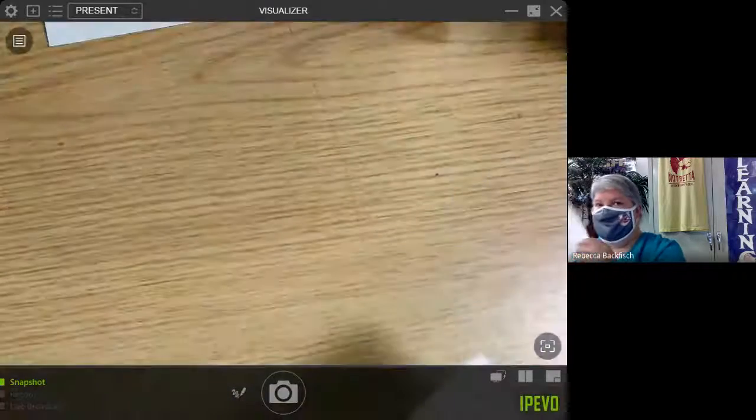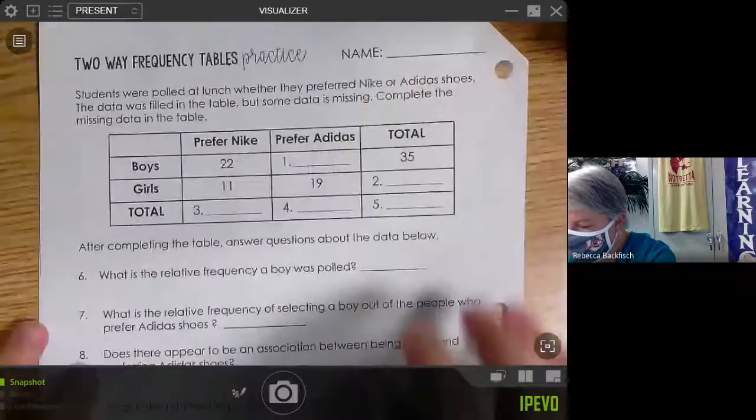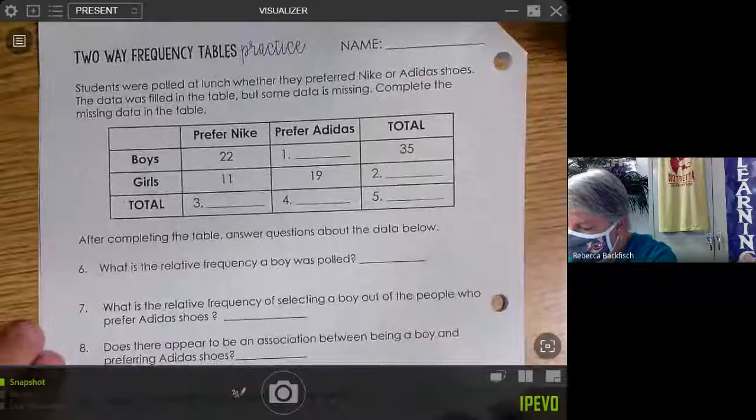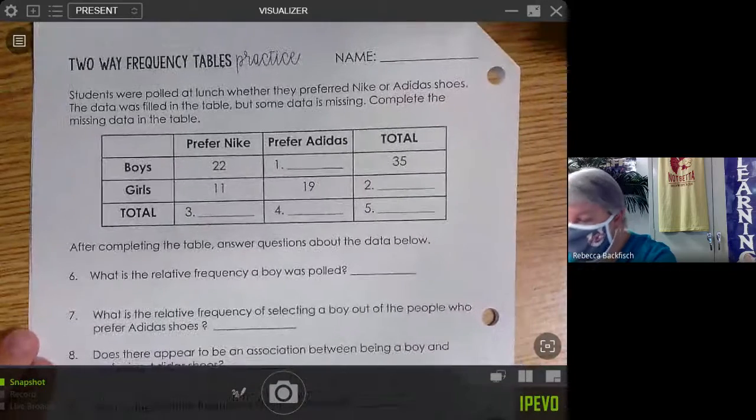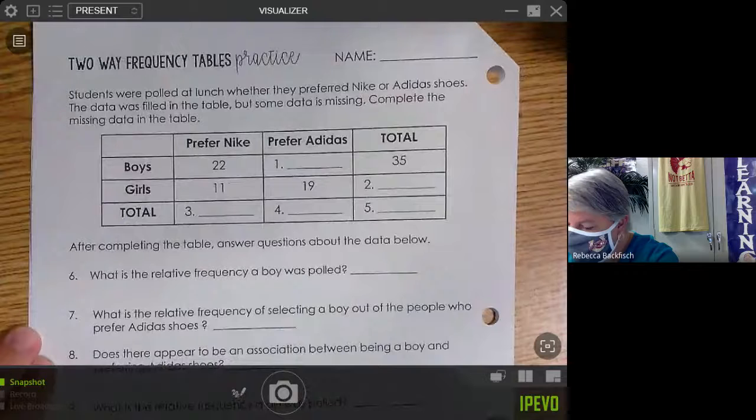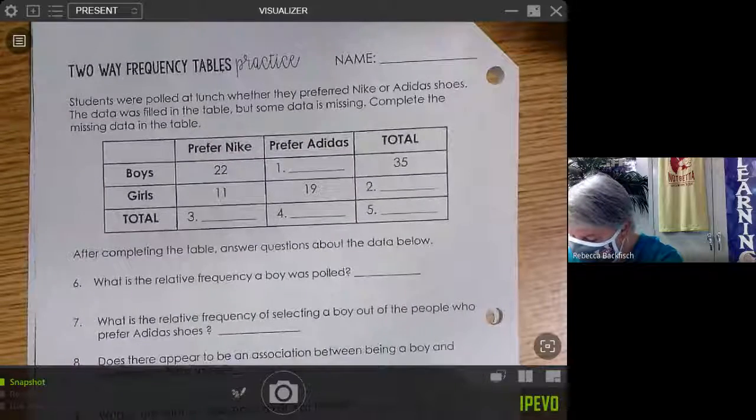All right, back of this page. Students were polled at lunch whether they preferred Nike or Adidas shoes. The data was filled in the table, but some of the data is missing. Complete the missing data in the table.